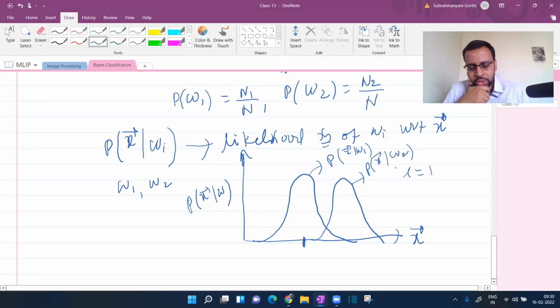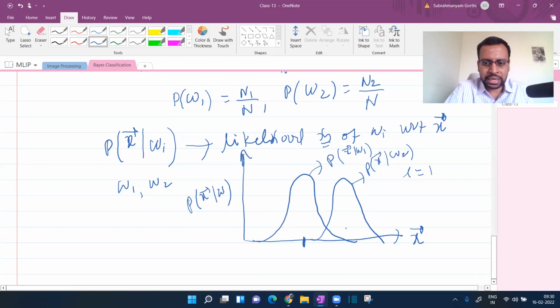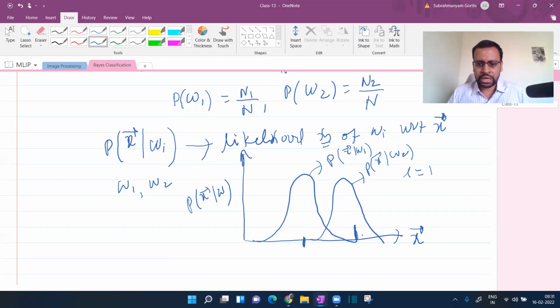Then how do we compute this? If we know the distribution and are given an x value, which is what you would get from a new sample, and let's say it lies somewhere here, given that it belongs to omega 1, you will see that the probability is pretty low. It's outside your Gaussian, very far from your Gaussian distribution. There is a similar interpretation for the probability of x bar given omega 2.